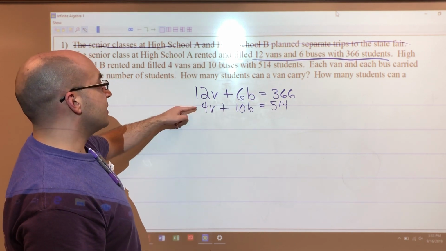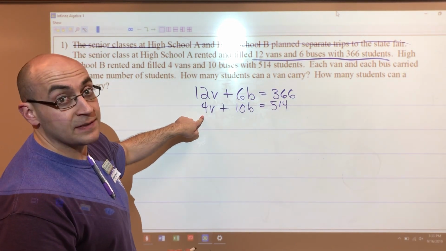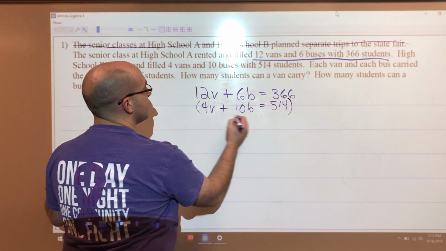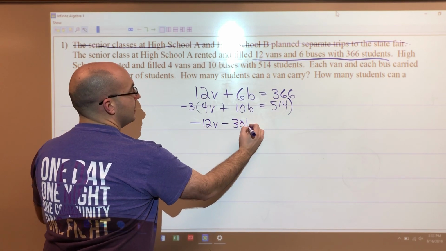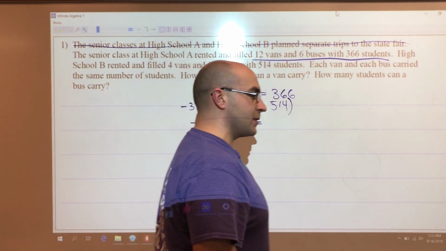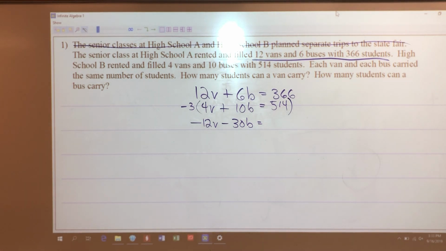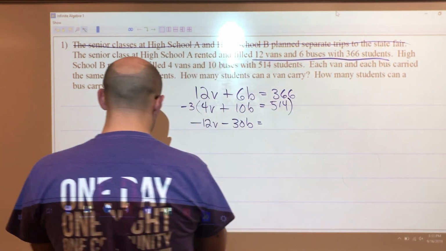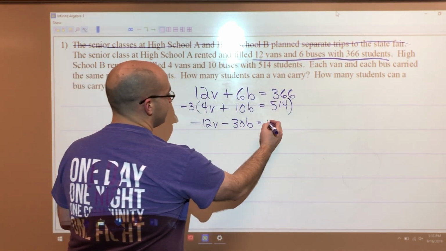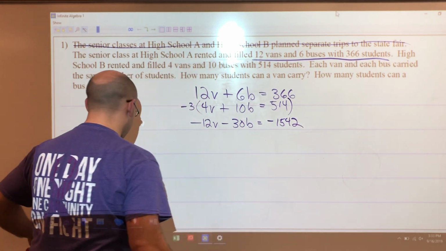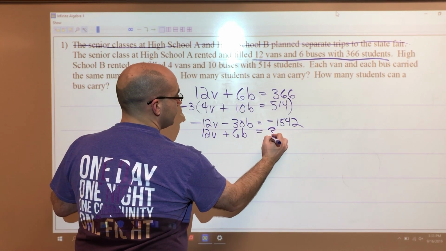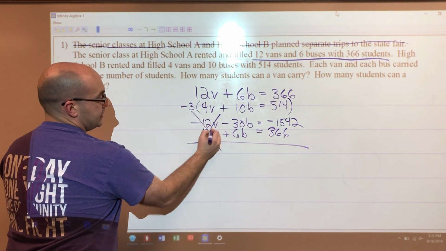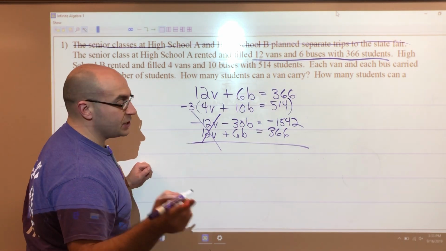I don't see any. But I could very easily make this look like negative 12V, which I'm going to end up doing. So I'm going to multiply the entire equation by negative 3, which will give me negative 12V minus 30B. And that's going to equal, whoa, that's a big number. It's going to be about negative 1542, but I just want to make sure because it's at the end of the day and I'm a little bit tired. Negative 1542. Man, I love being me. Okay? And then I'm going to rewrite the top equation just so I don't make a silly mistake.